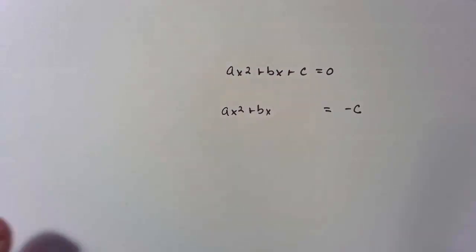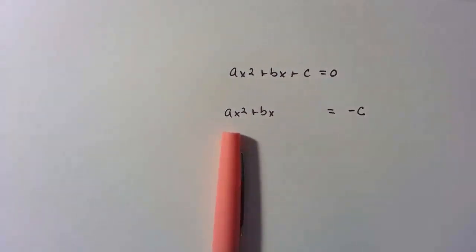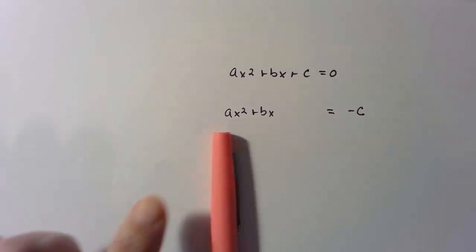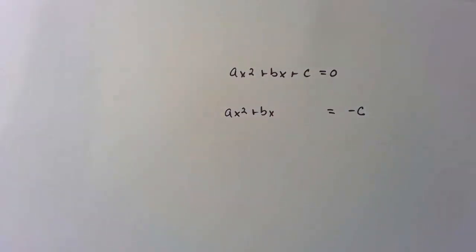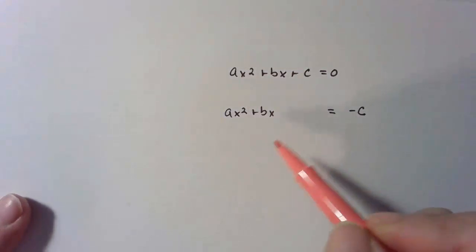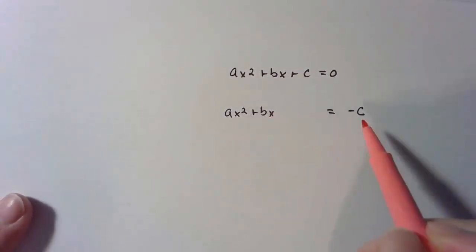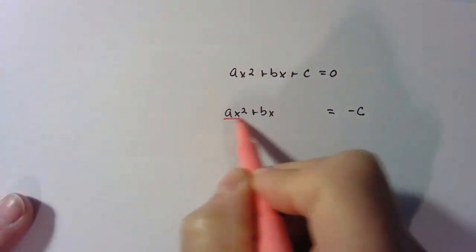Okay. And then, because we don't know what a is, if a is a 1, then I don't need to do this step. But when a is any number other than 1, I have to remove it. I have to get it out of the way temporarily. An easy way to do this is to divide every term, both sides, by that leading coefficient. So I'm going to do that.